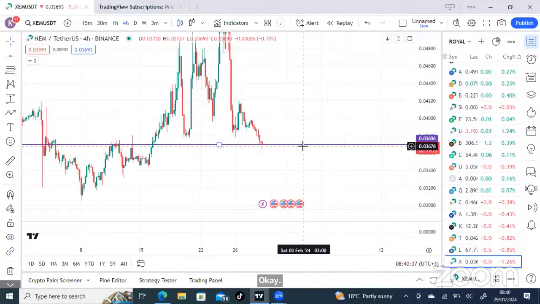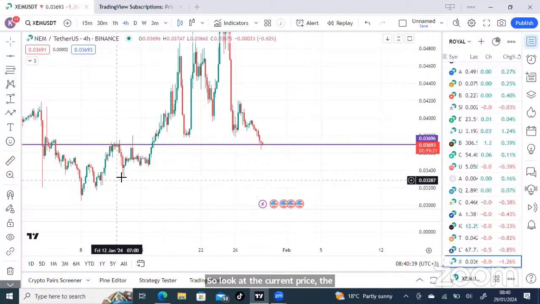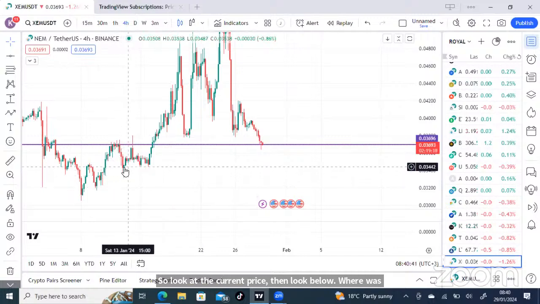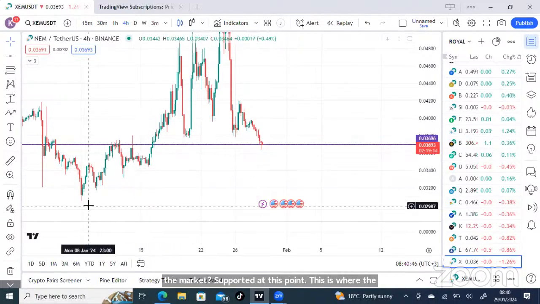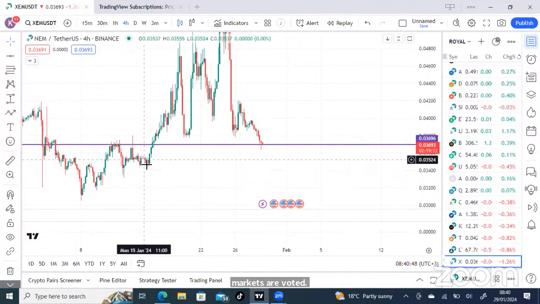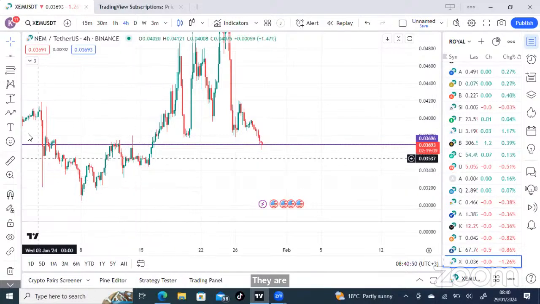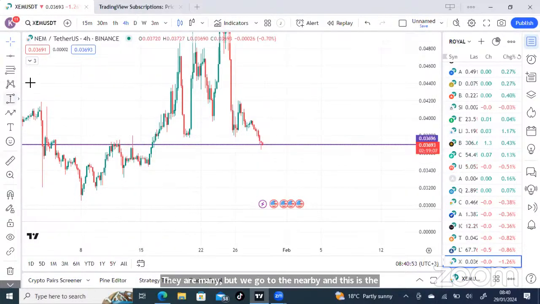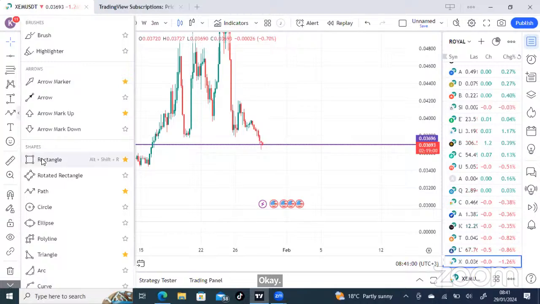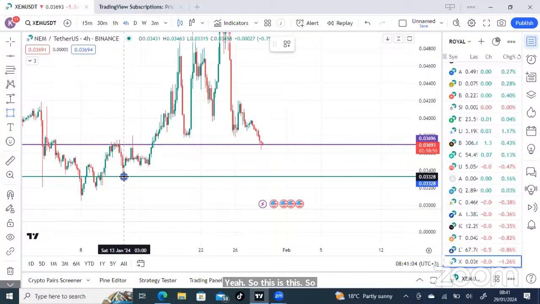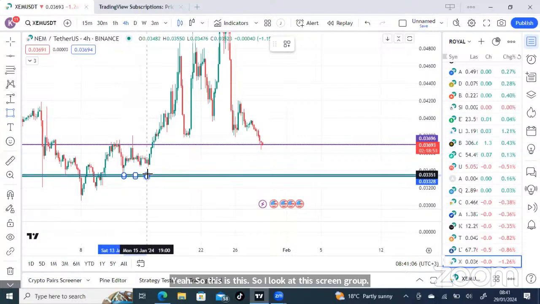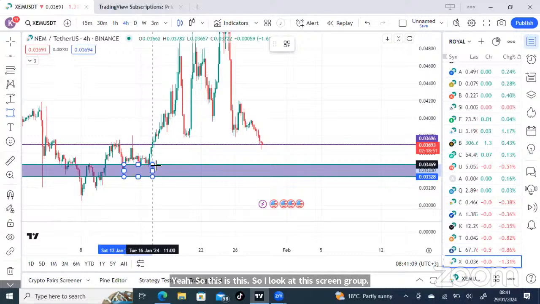So look at the current price, then look below. Where was the market supported at this point? This is where the market supported. There are many, but we go to the nearby, and this is the first nearby area. So I look at this swing low, stretch it to the close of the ready candle at the bottom.